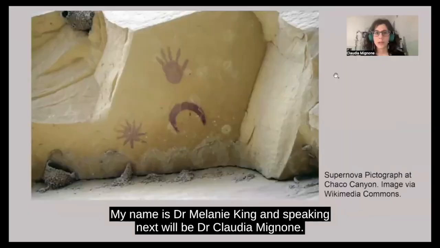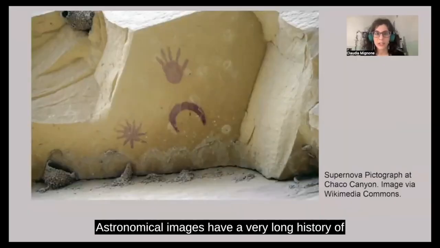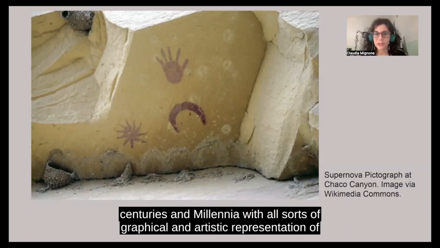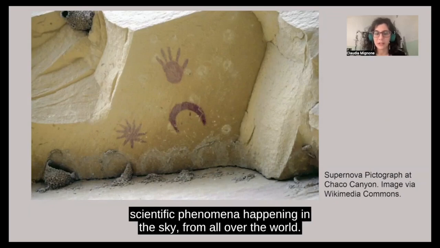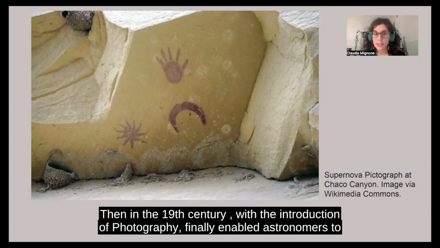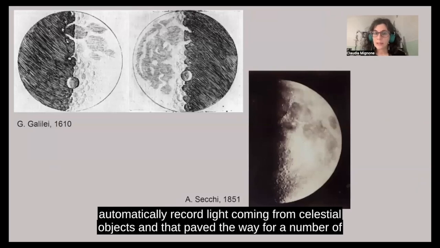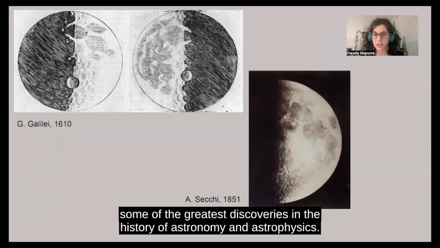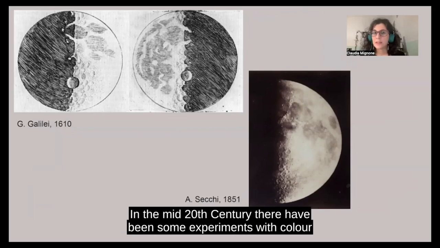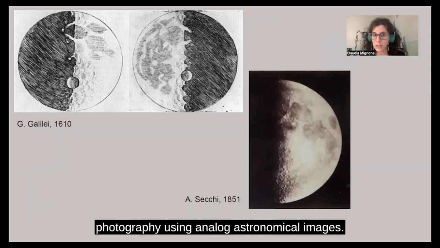Dr. Claudia Mignone: Astronomical images have a very long history of centuries and millennia with all sorts of graphical and artistic representation of scientific phenomena happening in the sky from all over the world. Then in the 19th century, the introduction of photography finally enabled astronomers to automatically record light coming from celestial objects. And that paved the way for some of the greatest discoveries in the history of astronomy and astrophysics. In the mid-20th century, there have been some experiments with color photography using analog astronomical images.